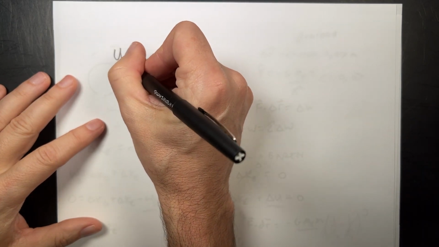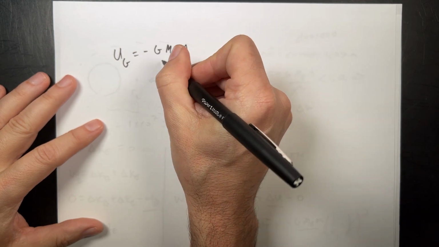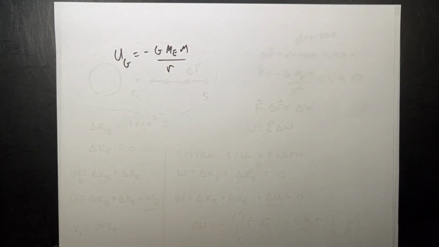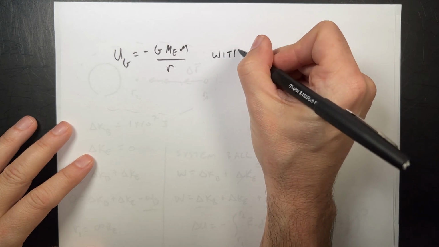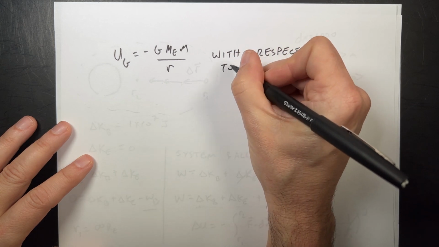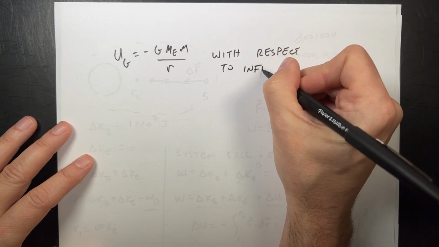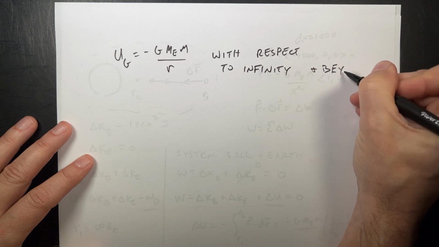So I get U_G equals negative G, mass of the Earth, mass of the ball, over just, let's call that R. That's my gravitational potential energy with respect to infinity. Infinity, and beyond. Beyond infinity.